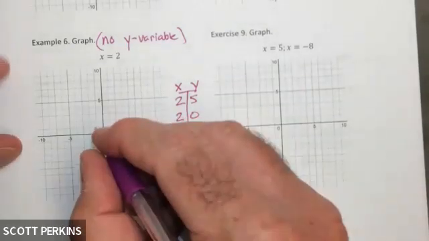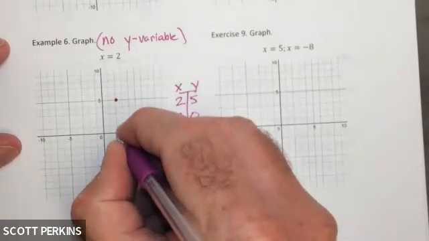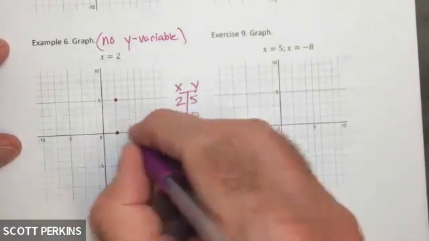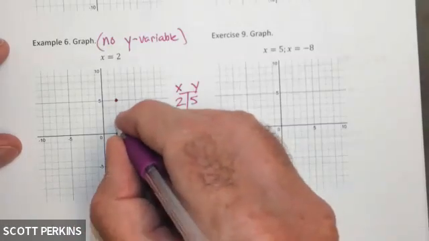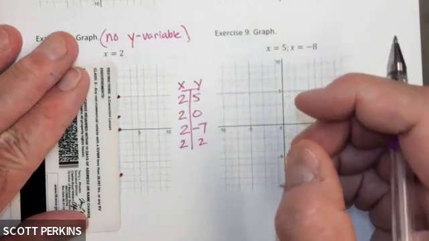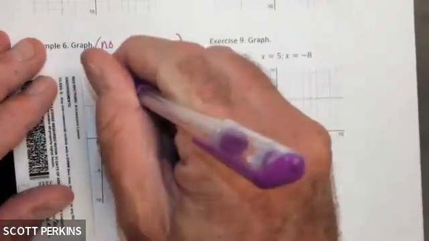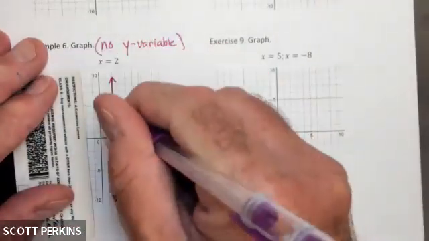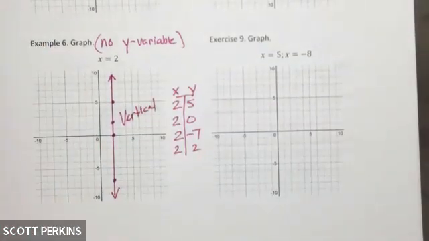So the x value always has to be 2. So here we go. The x value is 2, and then I've got y value 5. X value is 2, y value is 0. X value is 2, y value is -7. And then x value is 2, y value is 2. Now, why connect these dots? What is this kind of line called? It's called a vertical line, yes. Straight up and down. When we come back next time, we're going to have some fun trivia about horizontal and vertical lines. So look forward to it.